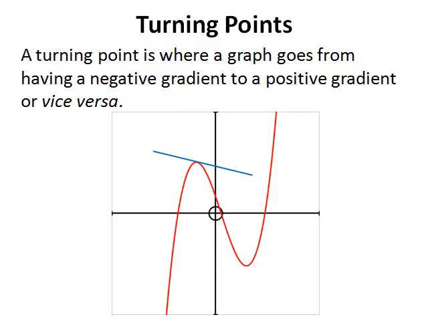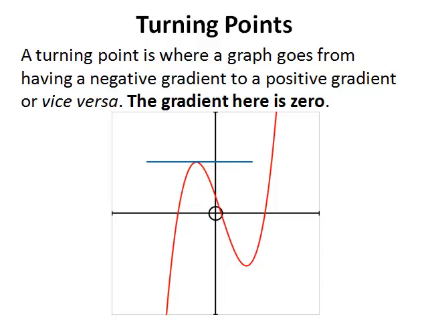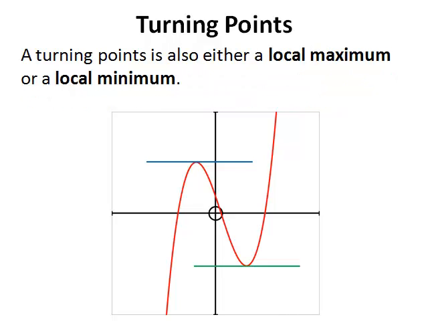Likewise, up the top we have a point where it's negative, a point where it's positive, and in between must be the point where it turns from being negative to positive, and at that point the gradient is 0. That's the key. The gradient is 0 at the turning points. They're also local maximums or local minimums.